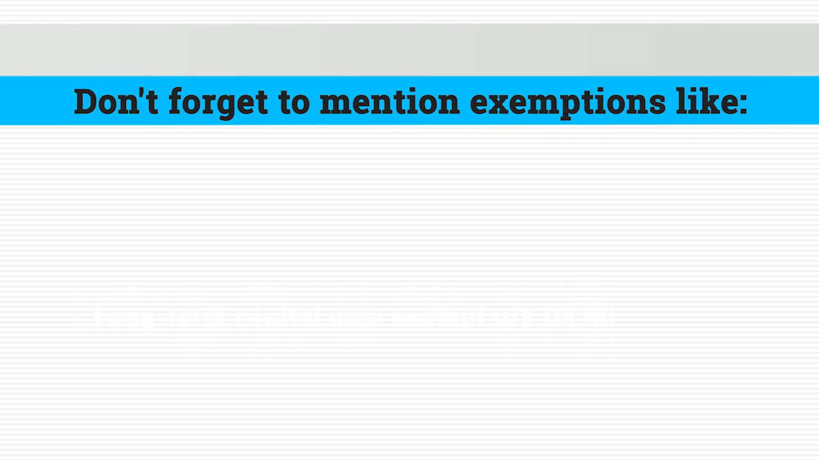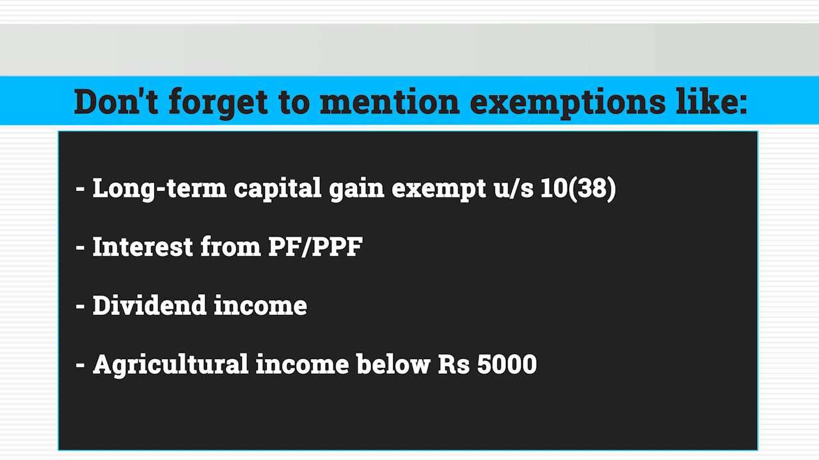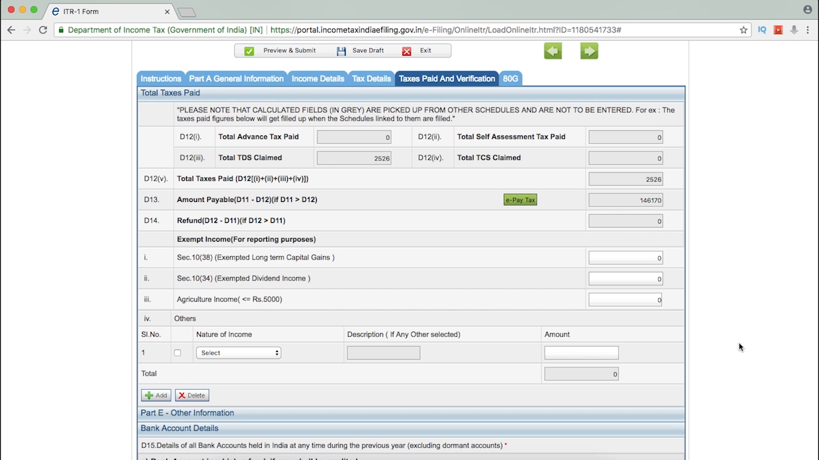So now when you come to the exempt income for reporting purposes, be very careful that you have to disclose all your income. Now we move to filling the exempt income details. The first one is the long-term capital gain. Under section 10(38) you have to fill that amount, and if you have any exempt dividend, that can be given there. Also, agriculture income is exempt, but the amount is considered to determine your taxable income.